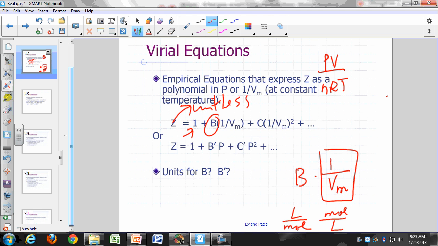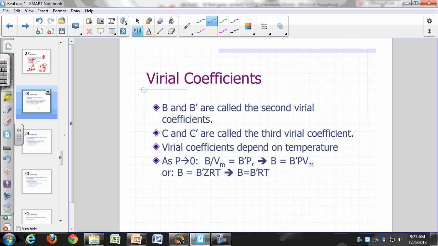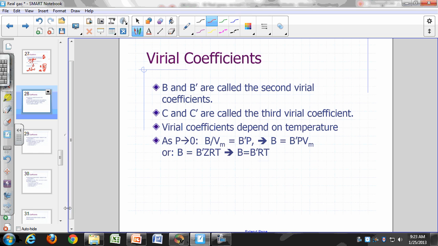What about the unit for B prime? If P is in atmosphere, what would be the unit for B prime? If your pressure is in atmosphere, then the unit for B prime will be reciprocal atmosphere, or a reciprocal pressure unit. So B and B prime are called the second virial coefficients.